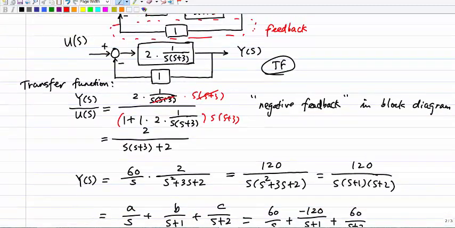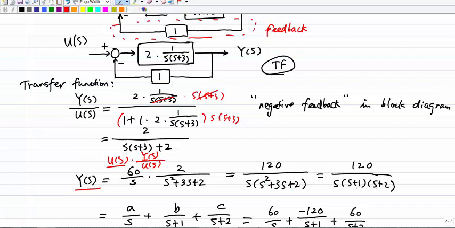Again, I can compute my Y(s), which is given by U(s) times Y(s) over U(s). U(s) again is 60 divided by s, and the transfer function is what we just copied over here, 2 divided by s squared plus 3s plus 2. Which is 120 divided by s times (s squared plus 3s plus 2).